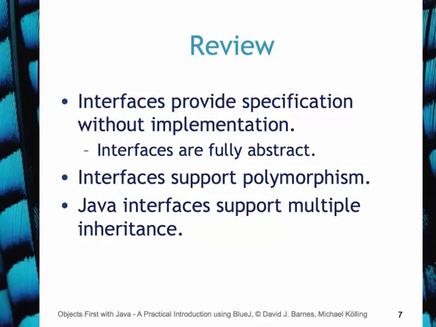Interfaces are fully abstract. They can contain no implementation, though they do contain the declaration and definition of constants, potentially. Interfaces support polymorphism because we can treat an interface as a type. And Java interfaces are the provision in Java for multiple inheritance. So when we're using interfaces, we can have multiple inheritance via the interfaces, even though there is not multiple inheritance over the actual is-a relationship or the superclass relationship.